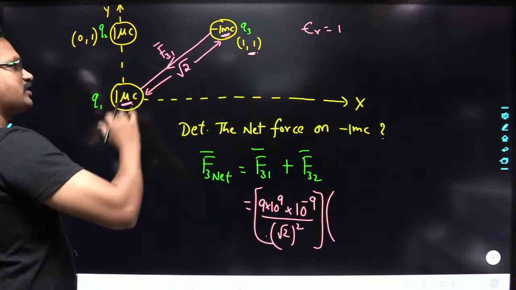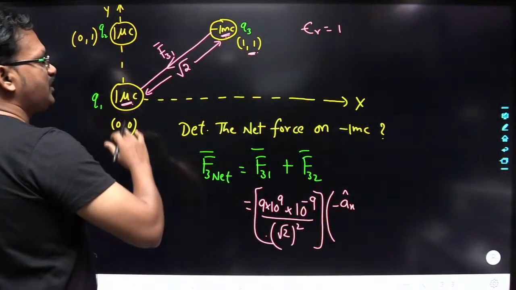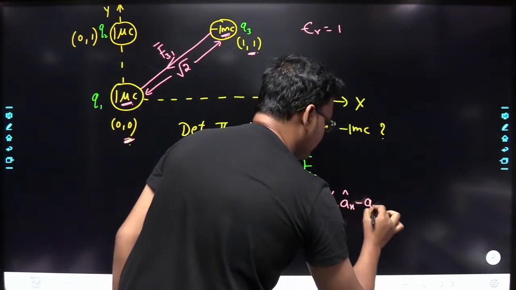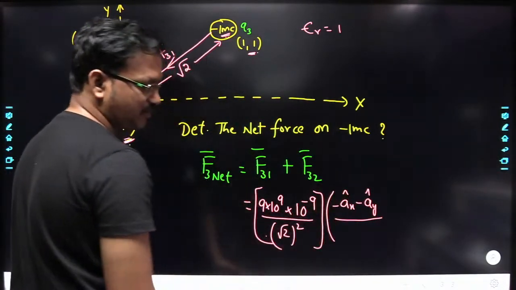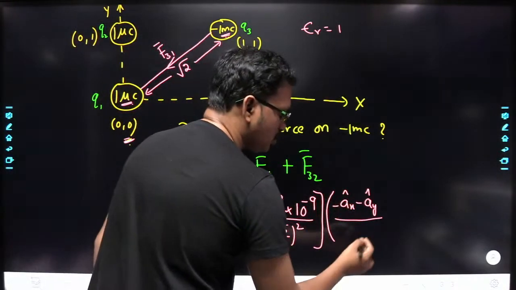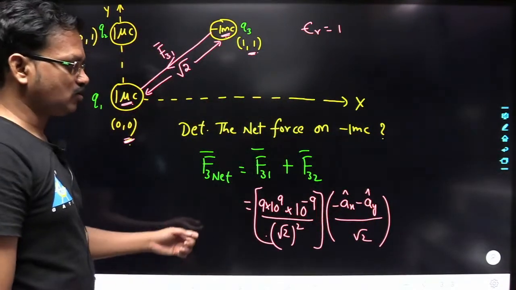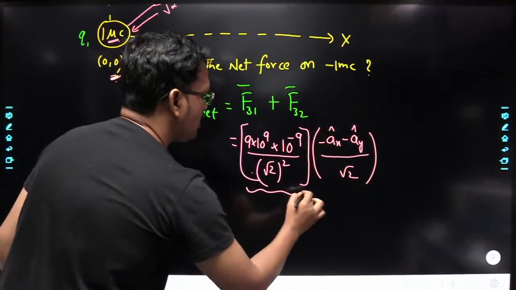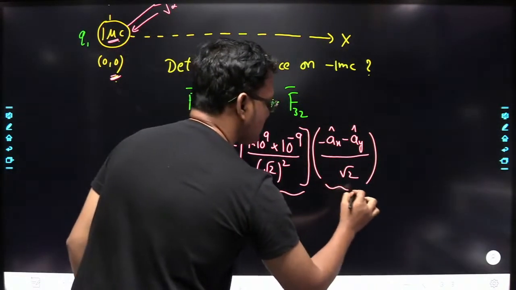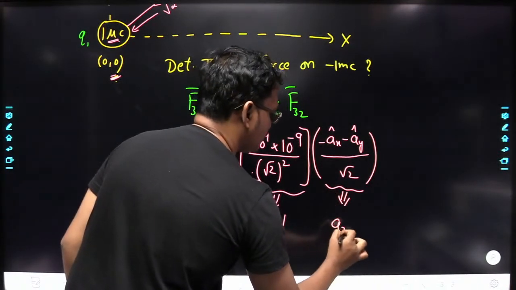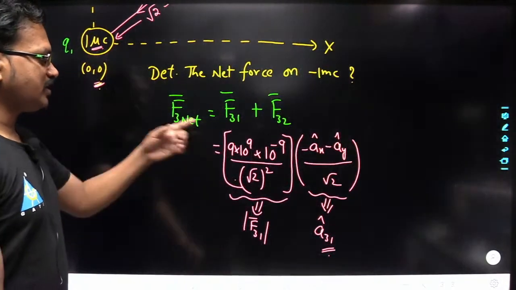So what are you going to get? Increment in x is 0 minus 1, that is minus ax cap. And increment in y is 0 minus 1, that is minus ay cap, divided by its magnitude. Its magnitude is root 1 square plus 1 square, that is root 2. So this is the magnitude of F31 and this is the unit vector. So you have represented F31.